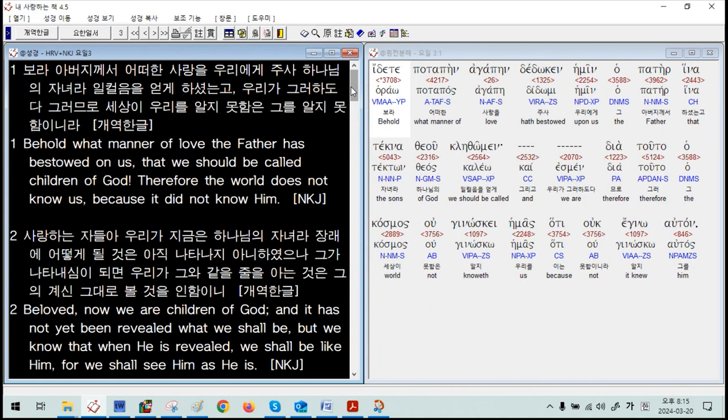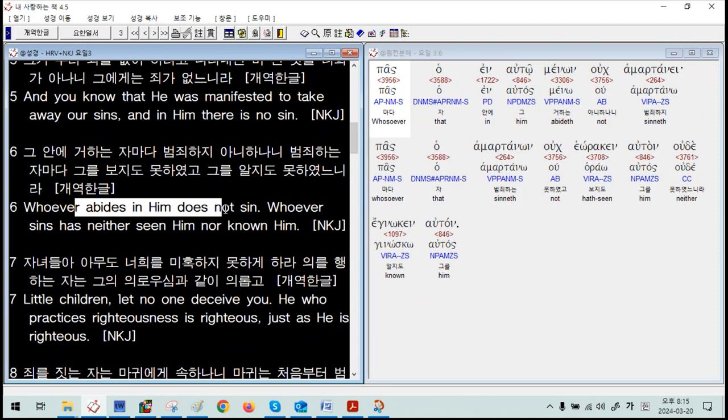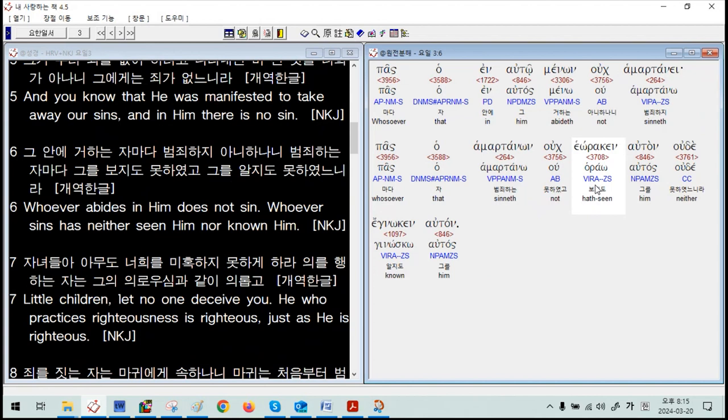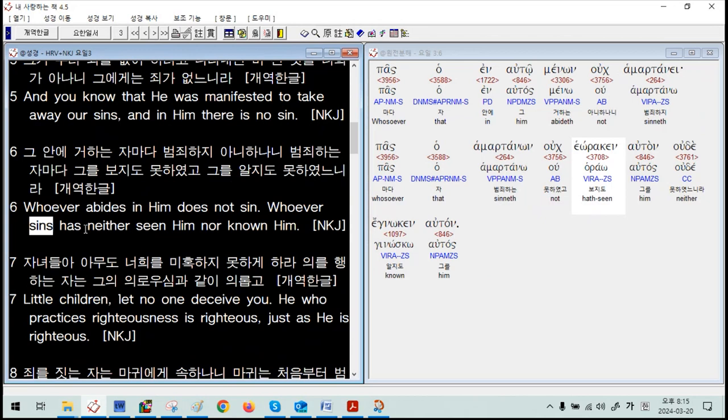Whoever abides in him does not sin. Whoever sins has neither seen him. Look at the word: S-E-N, you see? Same thing with V-I-R: has stared. So the one sinning has neither stared at him nor known him.